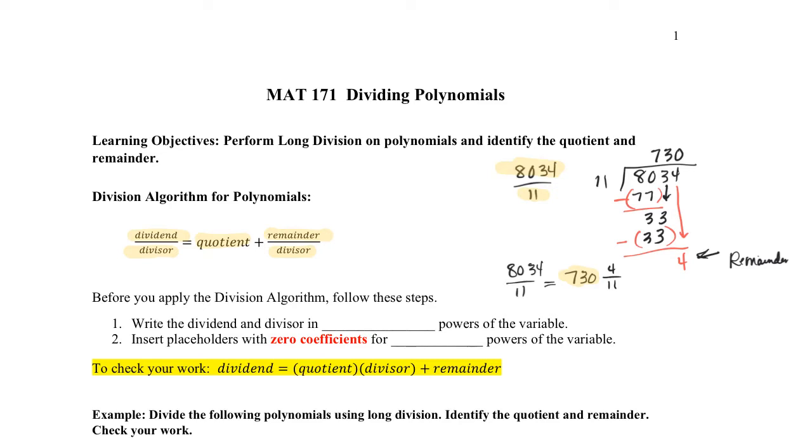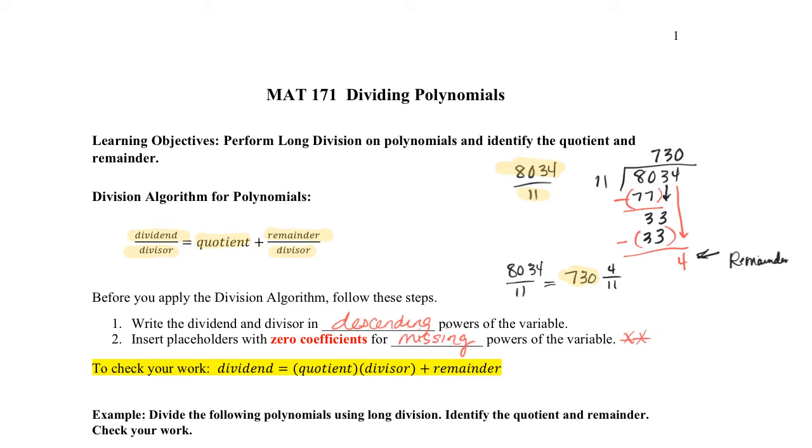So this is really important. So this is in descending powers of the variable. Next, we'll insert the placeholders with 0 coefficients for any missing powers of the variable. Now, I will tell you, I am notorious for forgetting to do step number 2. If we were in class and I was working problems on the board, I can promise you I would, in the course of a 2-hour lecture, forget to do this at least twice.